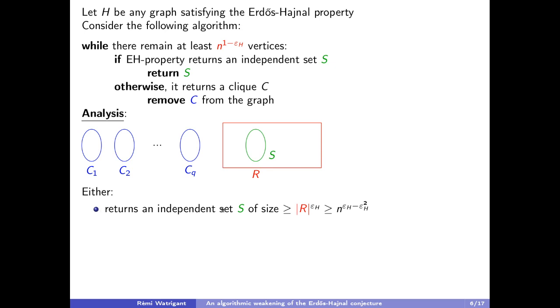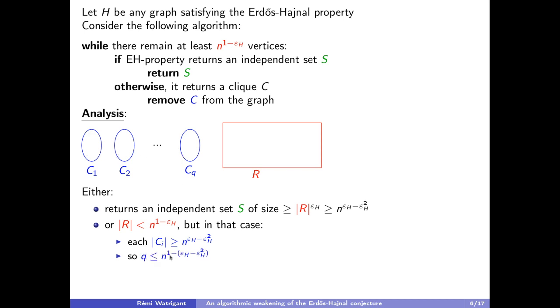Either we return an independent set at some point, maybe at the very beginning or maybe after some cliques. If we return the independent set, then since the number of remaining vertices is large enough, the solution by Erdős–Hajnal is also large enough, of size n to the power of epsilon minus epsilon squared. And if we never return an independent set, then we will end up with too few vertices to continue, namely fewer than n to the power of 1 minus epsilon. But in that case, by the same argument as previously, every clique is of size larger than n to the power of epsilon minus epsilon squared, which means that there cannot be that many cliques, so q is smaller than this.